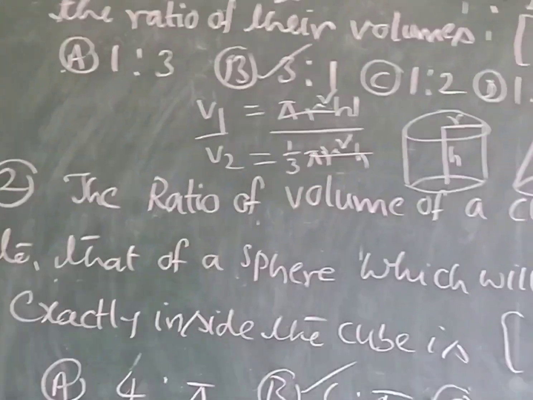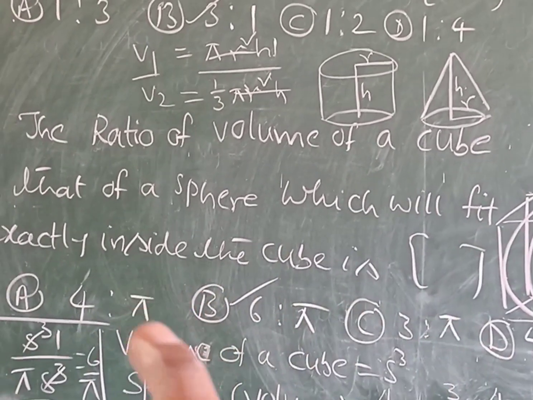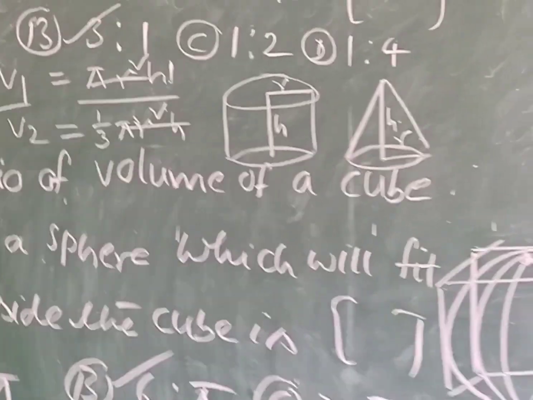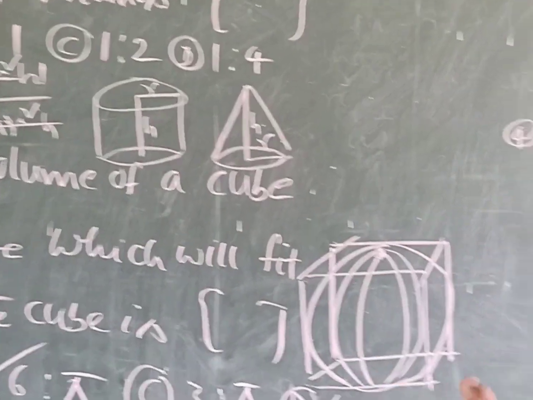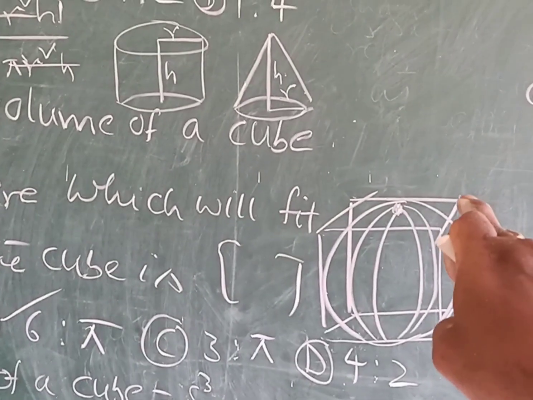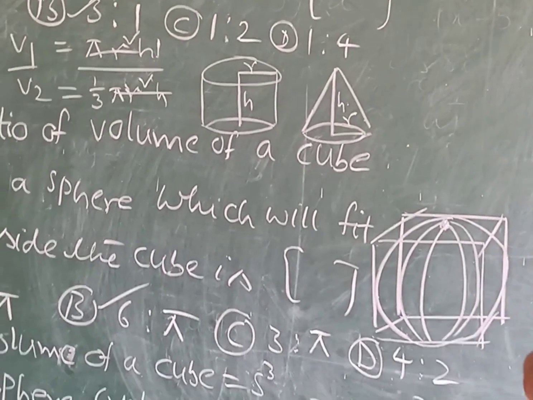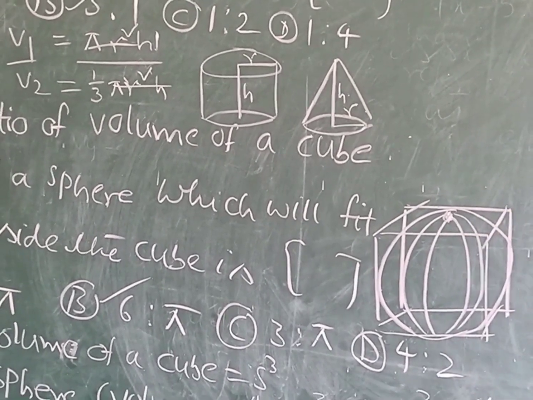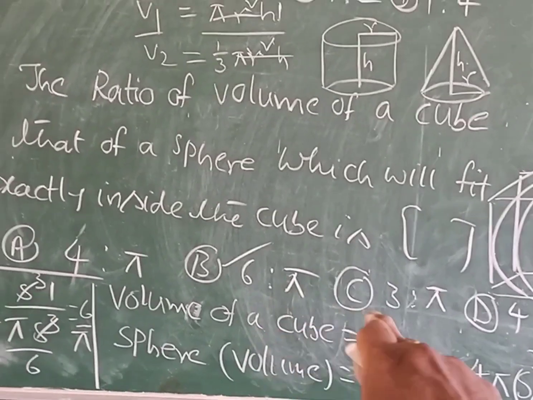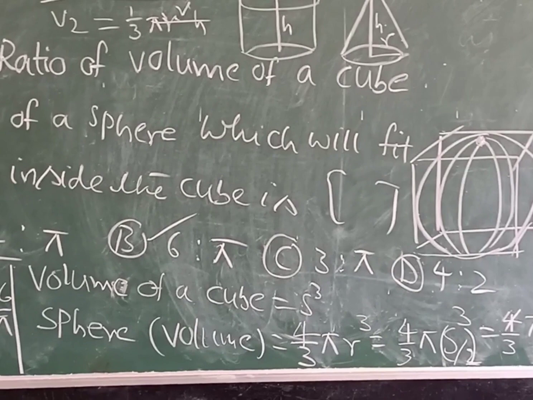Option is B. The ratio of volume of a cone to that of a sphere which will fit exactly inside the cube is. Here, according to the problem, the sphere is fitted exactly inside the cube. Therefore, the diameter of the sphere is same thing as the side of a cube. Therefore, let us consider the volume of a cube, that is equal to s cube. Volume of sphere is equal to 4 by 3 pi r cube.